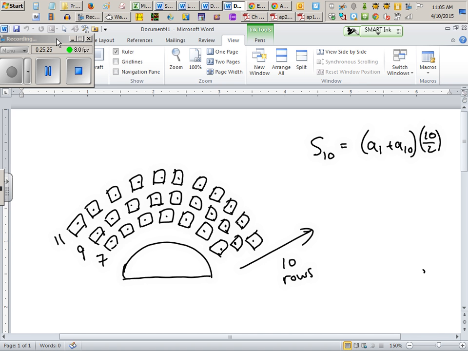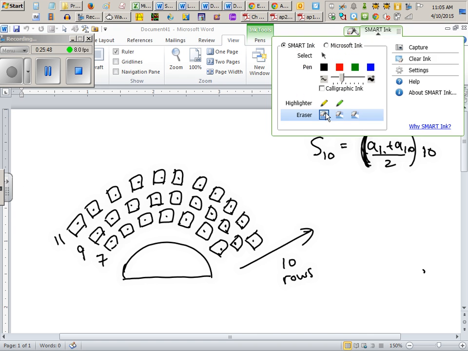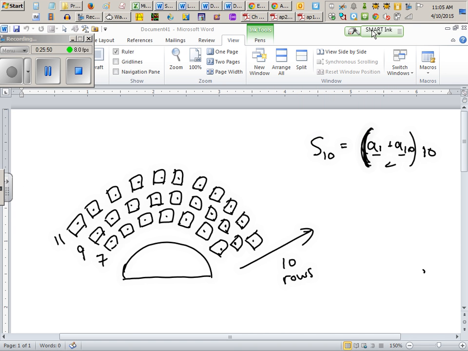Or some people like to put the over 2 under the, they like to do A1 plus A10 over 2. So they prefer to have the 2 right here and the n by itself. You could do it that way too. That is kind of a neat way to write it, because then it looks like the average of the first and last. When you add two things and divide by 2, it's kind of an average idea.